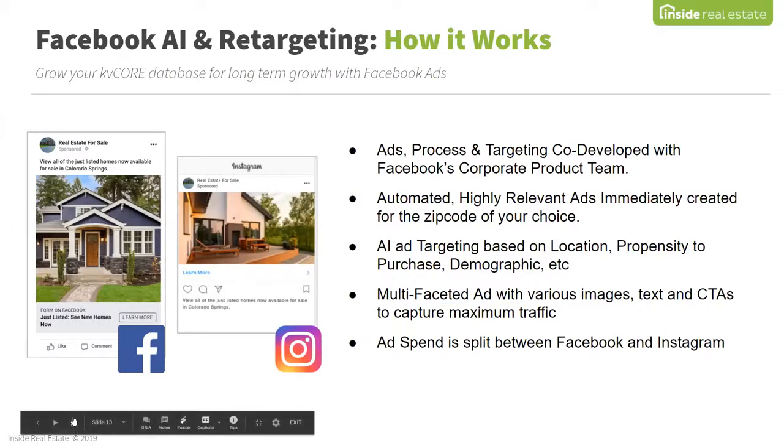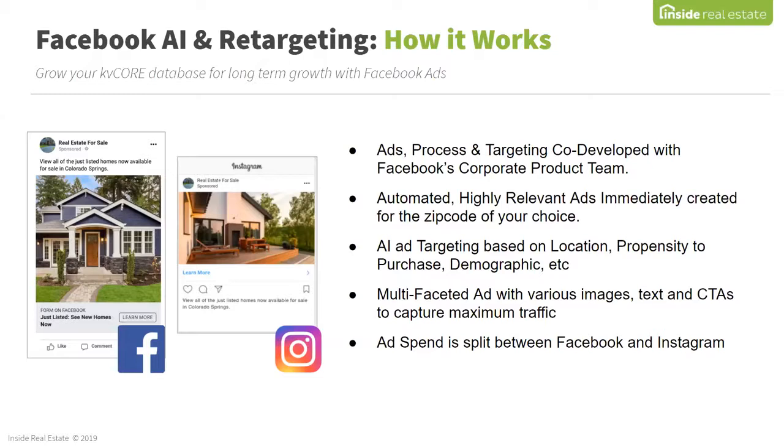You've got various versions of the ad with different text, different calls to action. And we do split the spend between Facebook and Instagram. It's heavily weighted towards Facebook, but you will see Instagram ads come up as well if they're performing well. And we test that automatically in the background. So that's a little bit about how these work. Move on to the next slide.